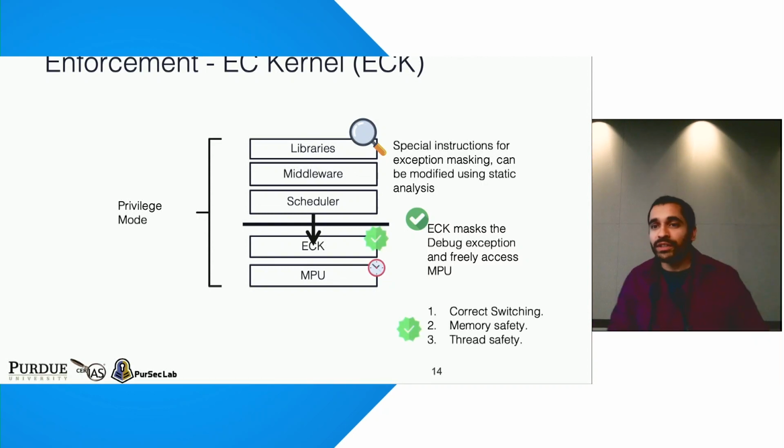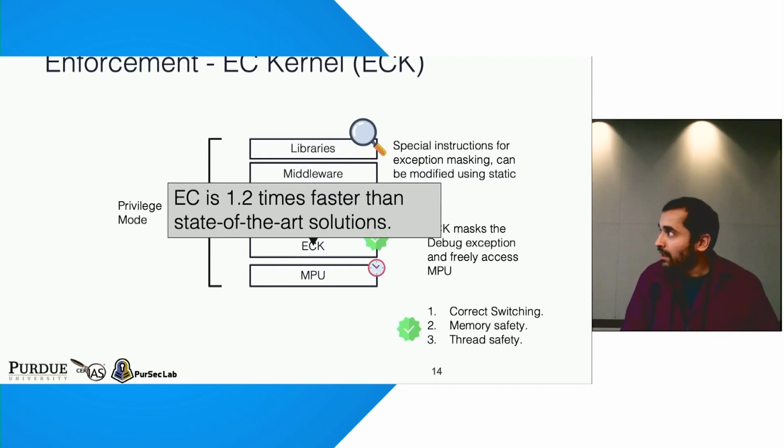Lastly, our ECK is a very, very small piece of code. It's less than 500 lines of code. And to make sure that it's safe, we do formal verification to ensure it's memory safe and thread safe. We also ensure that whenever we get a context switching request, we switch to the correct compartment. Because of this unique design, EC is 1.2 times faster than the state-of-the-art solutions.